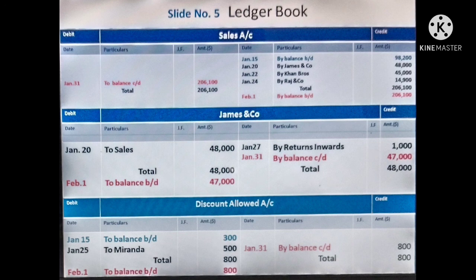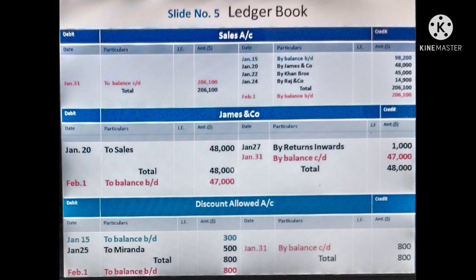In sales account, there is a credit balance on January 15 of $98,200. There are 3 more postings of sales on the credit side. No posting in the debit side. So, sales account has credit balance of $206,100. It is carried down in the debit side on January 31 and brought down on February 1st to the credit side.